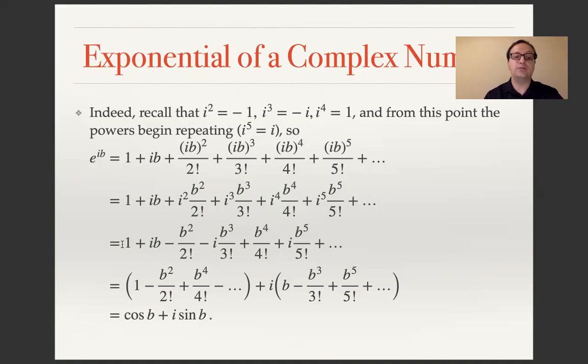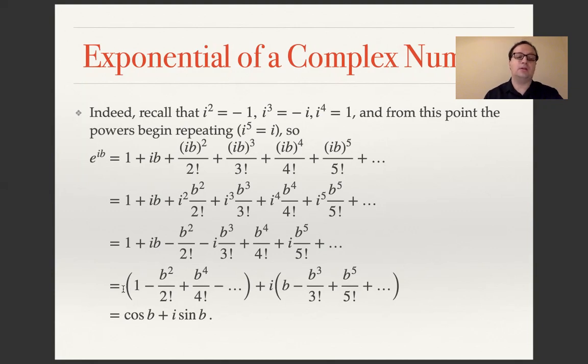And then if we also group the powers that turn out to be real numbers, the first power is 1, the third power is minus 1, the fifth power is 1 again, etc. So we get 1 minus b squared over 2 factorial plus b to the 4th over 4 factorial minus b to the 6th over 6 factorial, etc. And then we also separately group the powers that still contain i, and we get i times b minus b cubed over 3 factorial plus b to the 5th over 5 factorial, and then the next one should be minus b to the 7th over 7 factorial, etc.